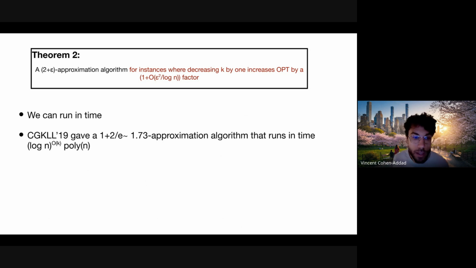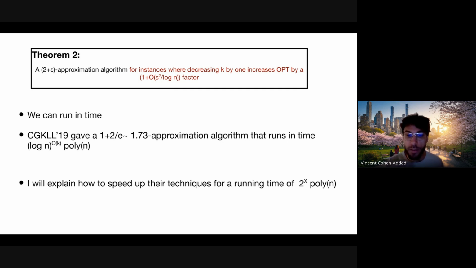Okay, and the idea is that there is this work by myself and some co-authors at ICALP 19, where we showed that you can actually get a 1 + 2/e, so 1.73, approximation in time log n to the k. So some sort of log n to the x poly n for this problem. So it's almost there, but if we go with this, that would be quasi-polynomial time, right? Because log n to the log n, that's not what we want. And so I'll explain how to speed up what we did in ICALP 19, mostly skipping a lot of details, but at a high level, to run it in 2 to the x poly n.